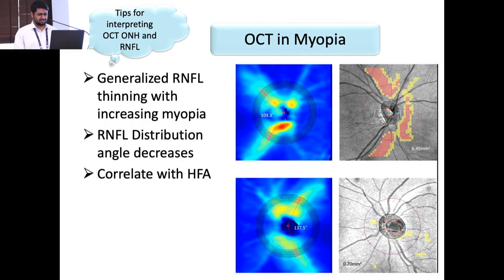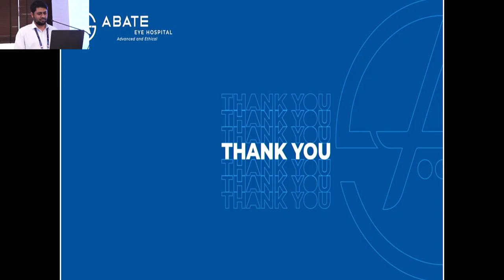You can correlate with HFA in a properly diagnosed, definite case of glaucoma. Otherwise, it may not be useful. Ganglion cell is useful, especially an asymmetric ganglion cell. That will be one of the useful parameters to diagnose OCT in myopia. So with that, I will conclude my talk. Thank you.